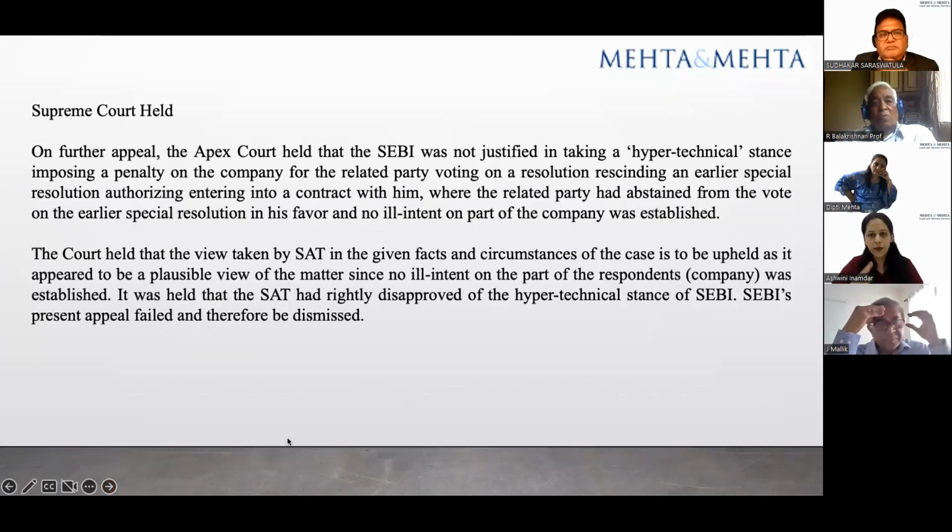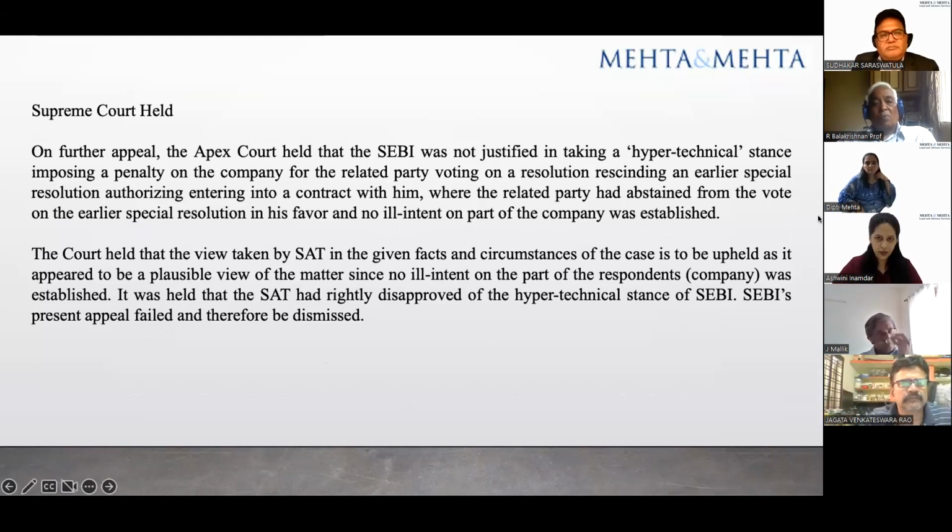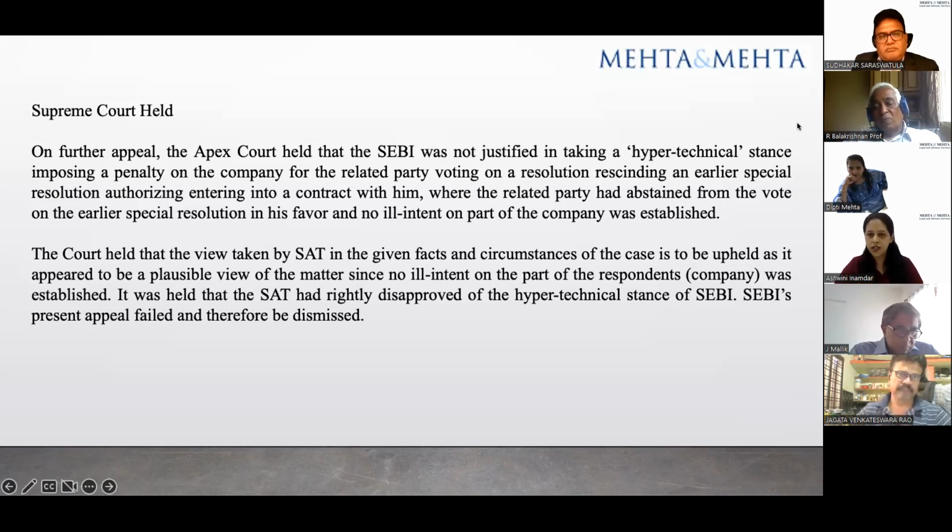However, the matter went up to the Supreme Court, and the Supreme Court has held that SEBI was not justified in taking a hyper-technical view and imposing a penalty on the company for related party voting on a resolution rescinding an earlier special resolution, where the related party had abstained from the vote on the earlier special resolution in favor. So the context here is that at the time of approval of any resolution of the related party, the interested directors have to excuse themselves. However, when they were rescinding the transaction, there was no requirement for them to excuse themselves. They could disapprove that transaction. This is the crux of the case.